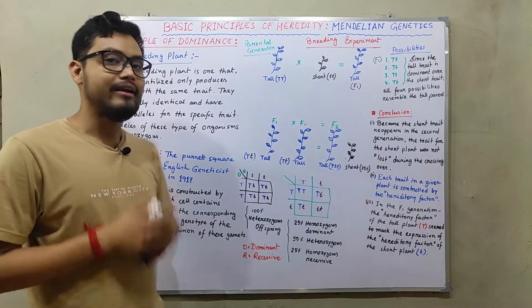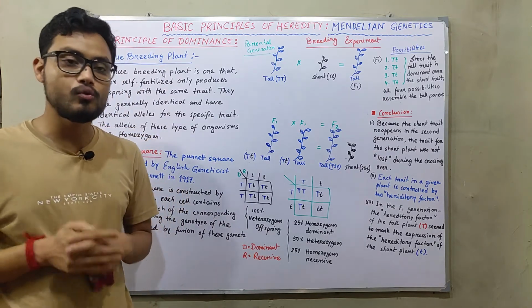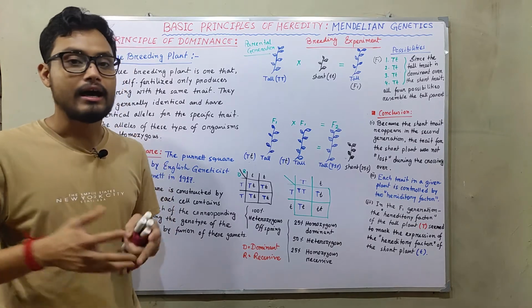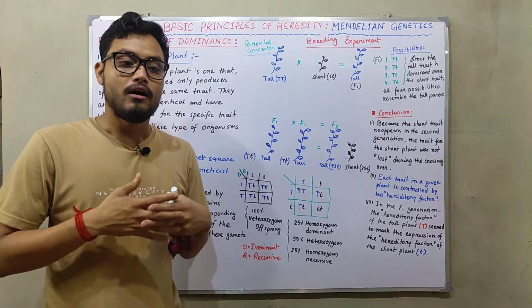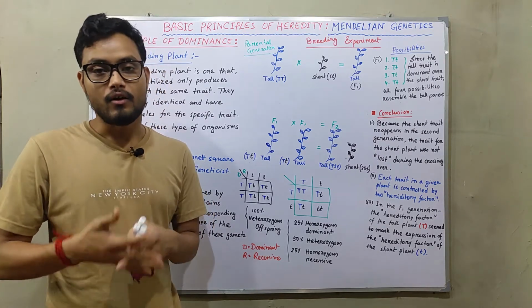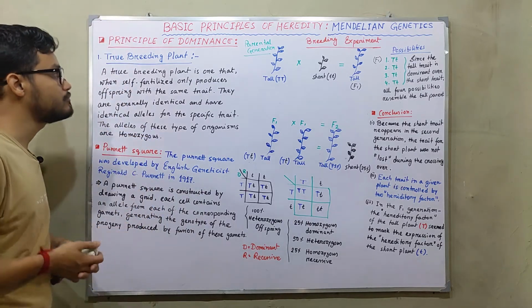So Mendel first performed his experiments on true breeding plants. So what are true breeding plants? In the case of true breeding plants, when self-fertilized, they produce identical offspring. So this is the true breeding plant. Here is the definition of a true breeding plant.